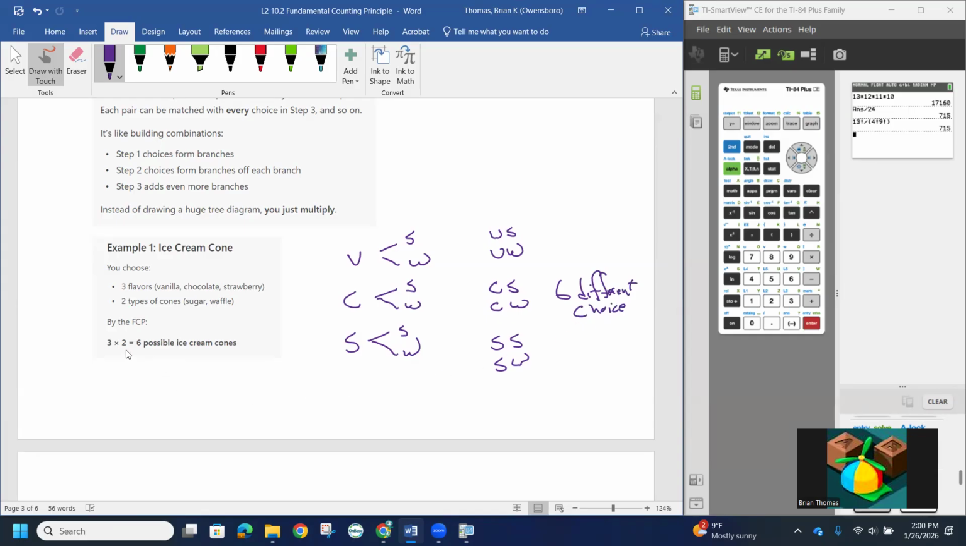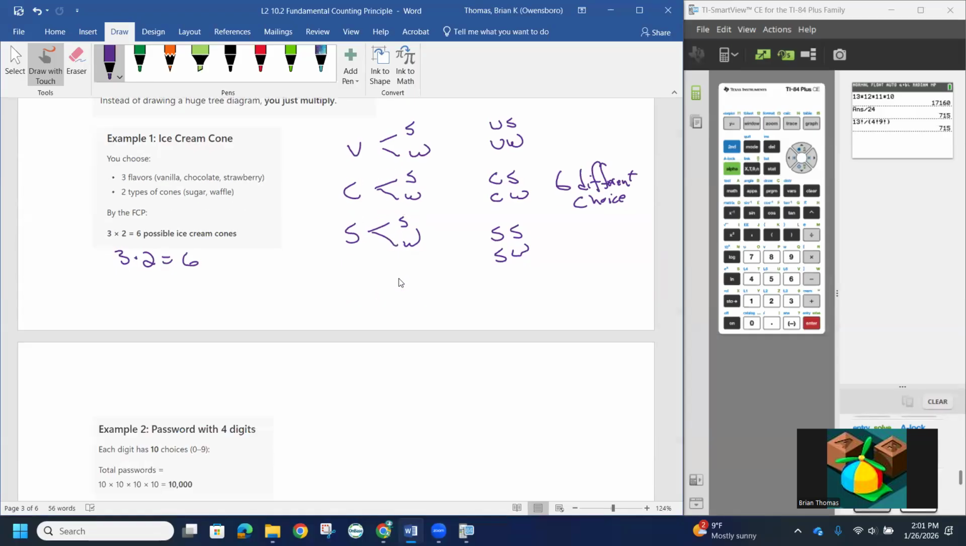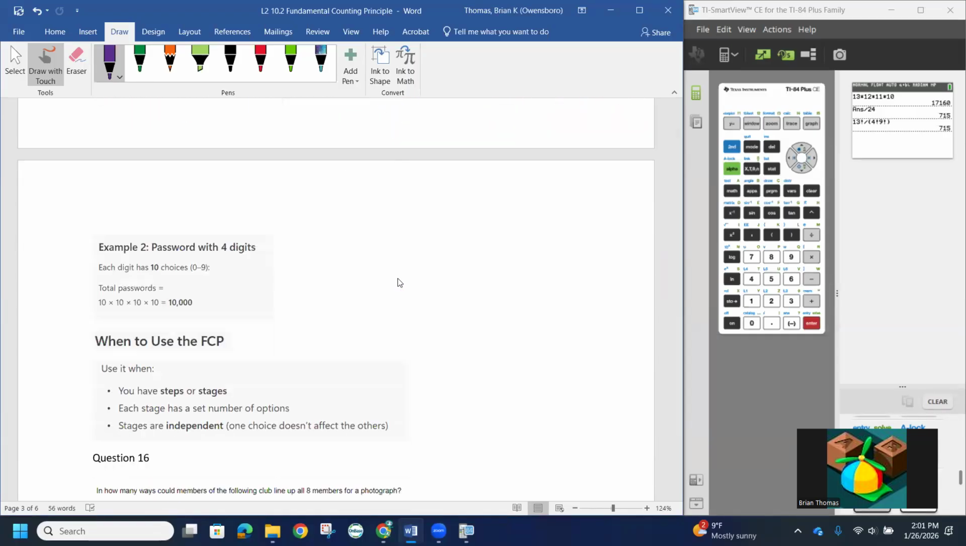Now notice if I just multiply, for step one we have three choices, times step two, we have two choices. If I just multiply those together, we do get six different varieties of ice cream cones. So notice how that fundamental principle allows us to avoid the tree diagram. That one's not bad, but they can get more involved. So we'll pause there.